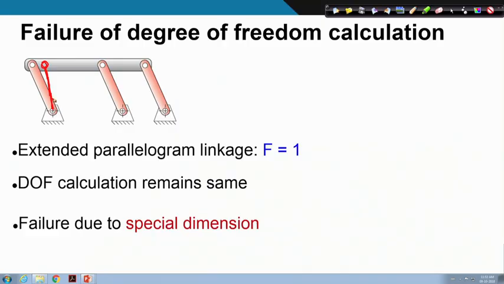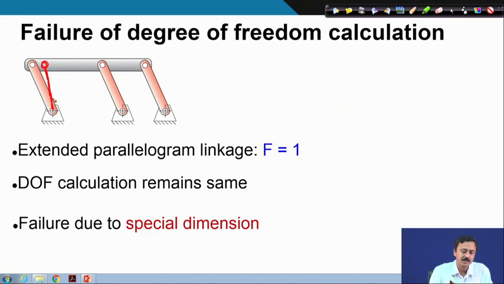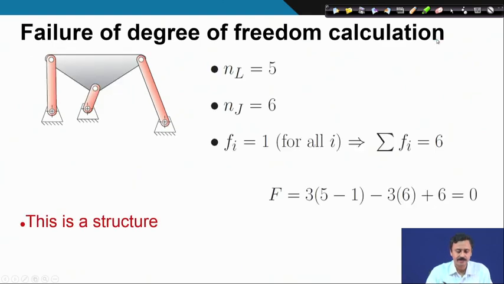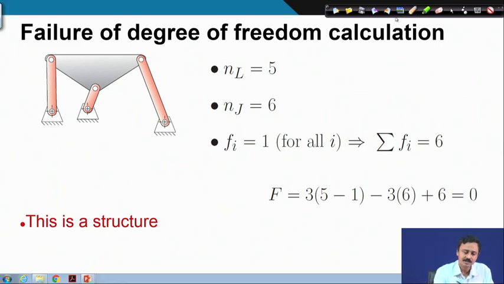It cannot move because the parallelogram nature is lost, the parallelogram property is lost. Therefore, a small change in dimension is going to make it a structure, but when you see this as a structure, a small change in dimensions is not going to change it to a mechanism. If you look at the figure here, if you make small changes in its dimensions, it is still going to be a structure.